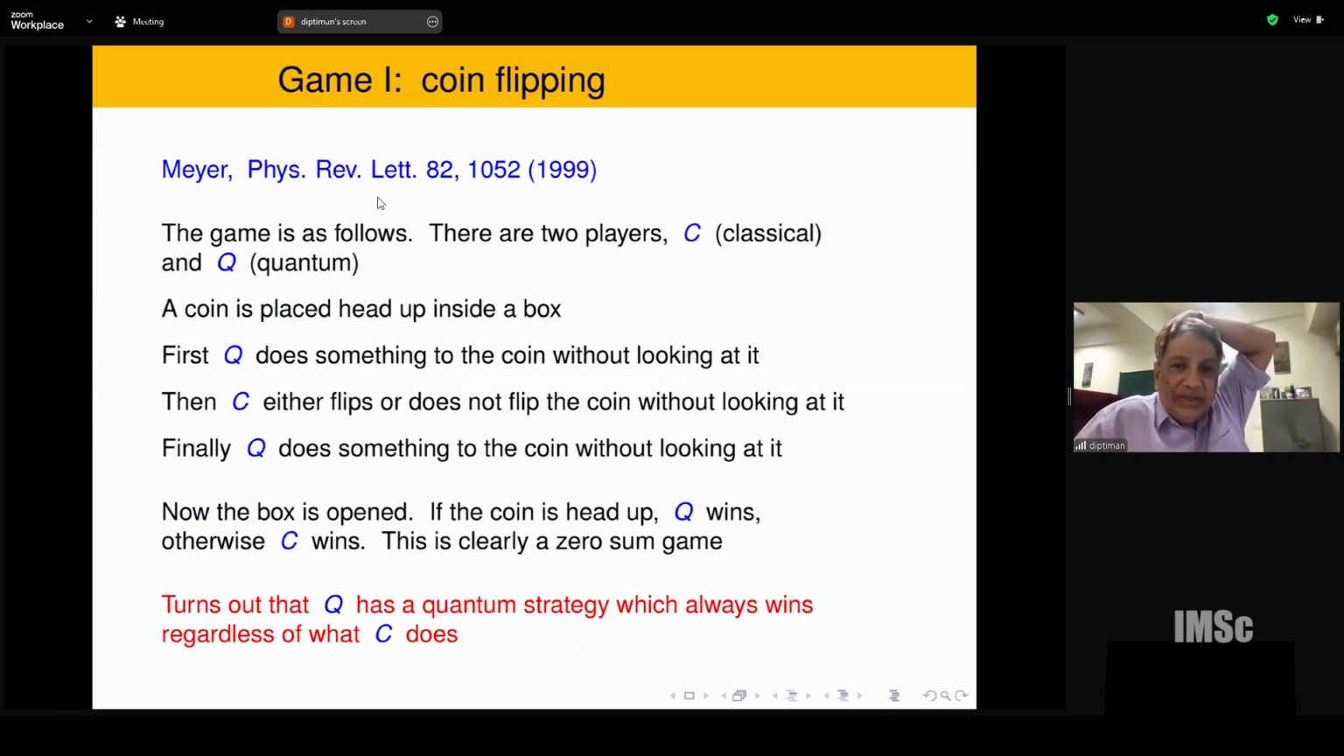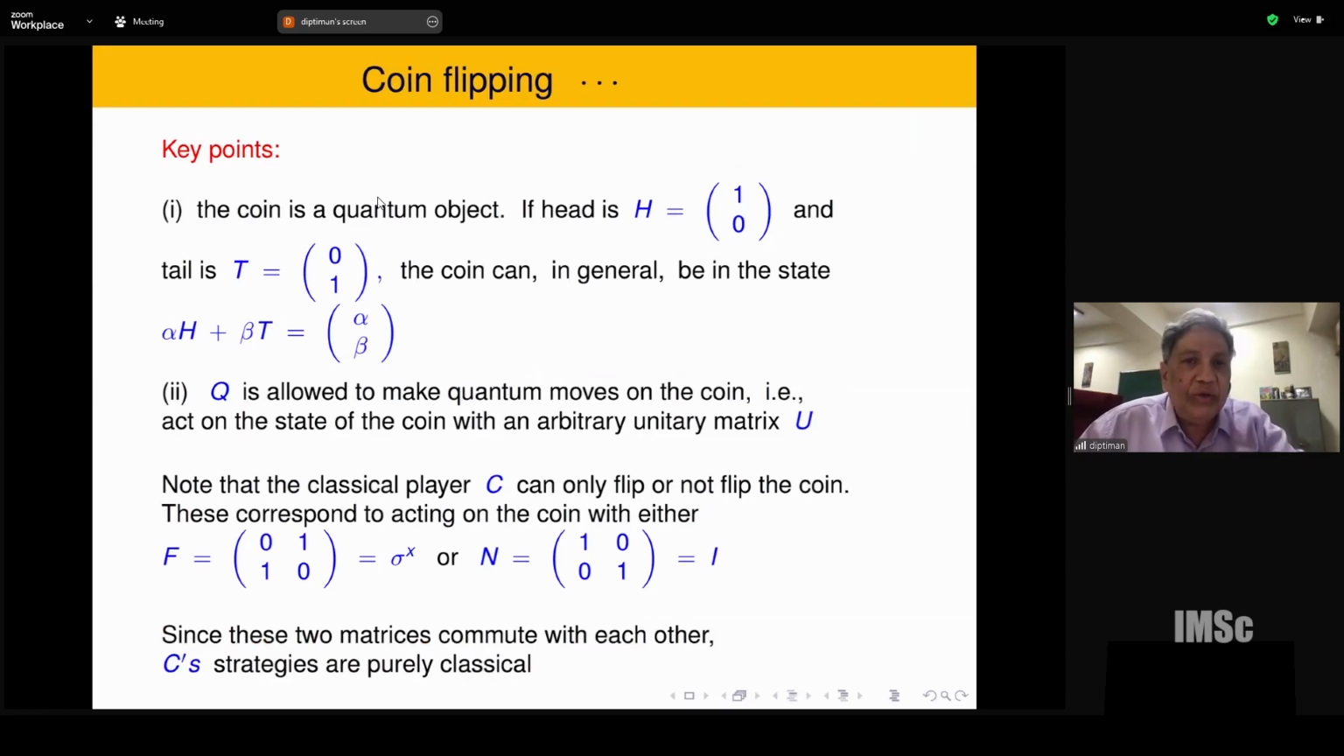So if I don't tell you anything more, this sounds completely amazing, that C can either flip or not flip, but Q can anyway win the game. So how is this possible? Here are the key points. First of all, the coin is a quantum object. So straight away, we are talking of a very unusual coin.